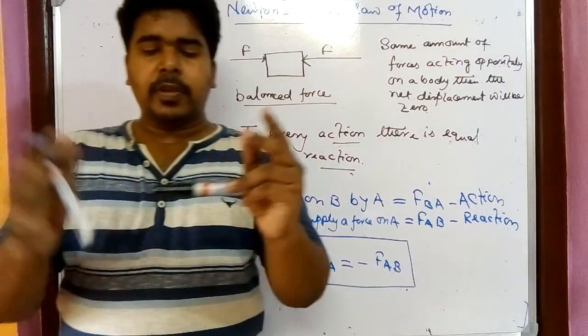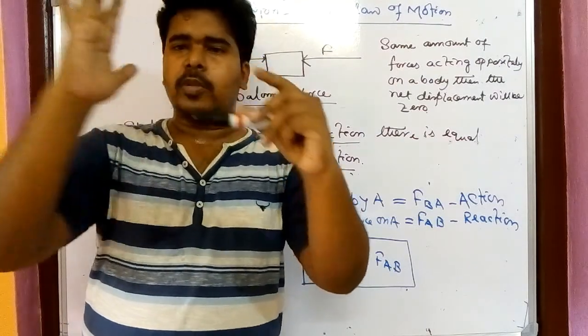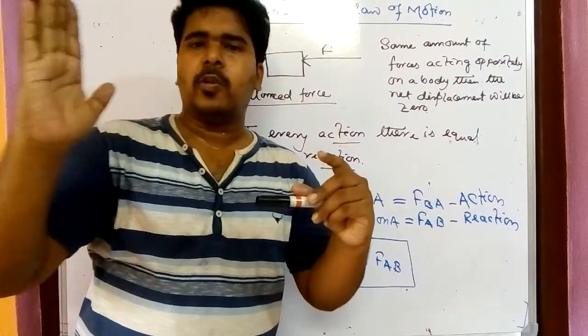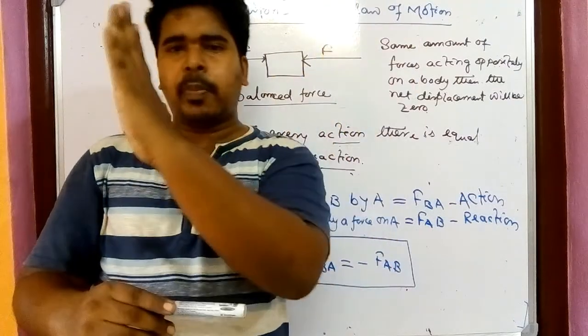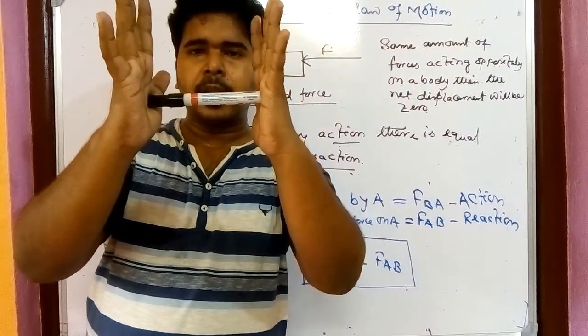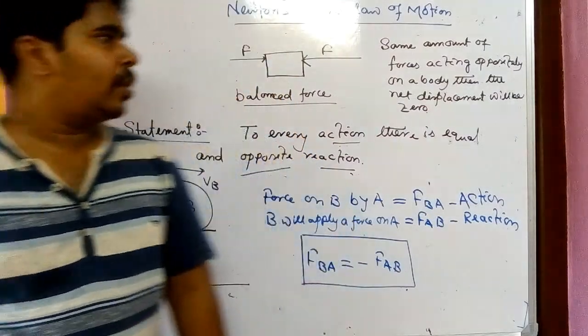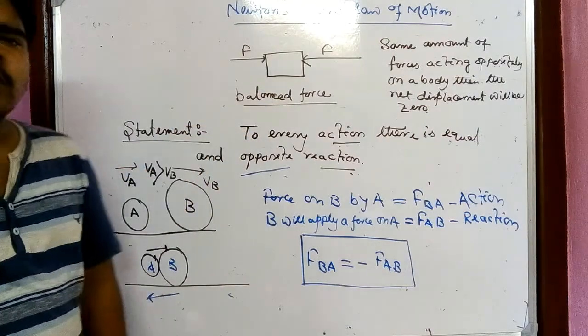Simple thing. If this is a pen, I am applying two equal and opposite forces. From this palm, I am applying force here, and from this palm, I am applying force in this direction. If two equal forces are applied on this pen, you see the net displacement is going to be 0. So it is a balanced force condition.